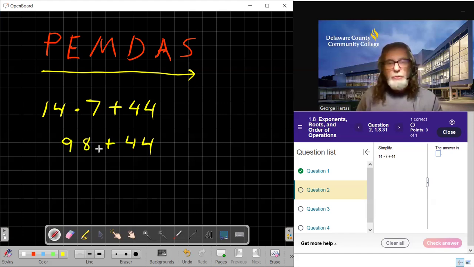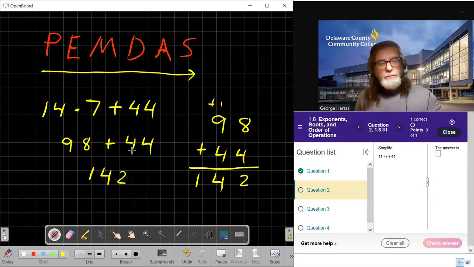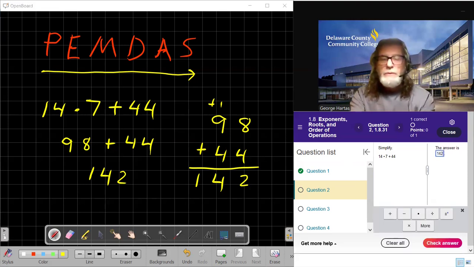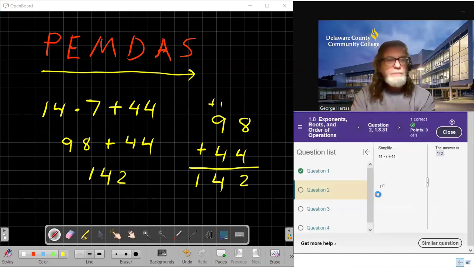Now don't add these horizontally, just simply rewrite them vertically. 98 plus 44. 8 plus 4 is 12, 9 plus 4 plus 1 is 14. So the answer appears to be 142. Let's type that in and see what happens. Okay. All right, let's keep going.